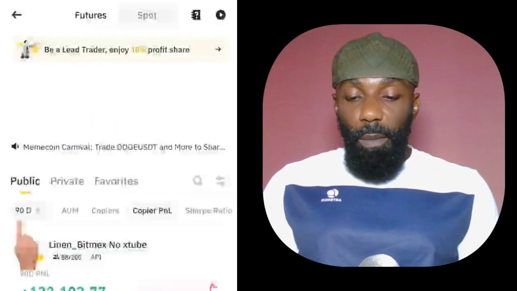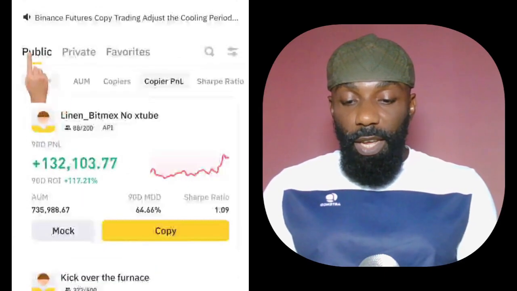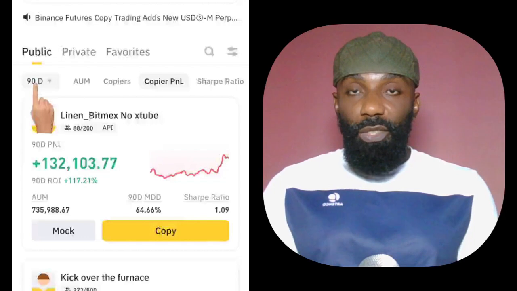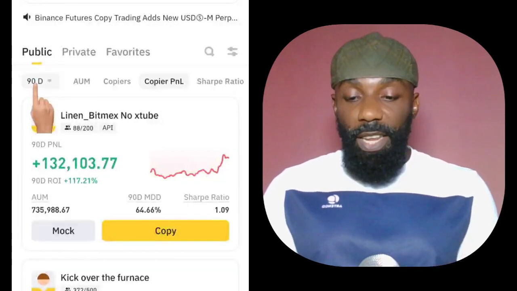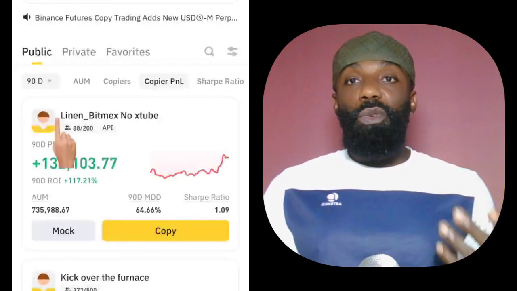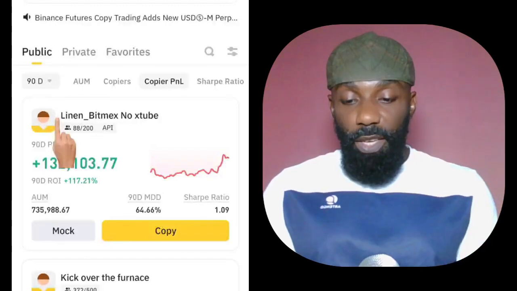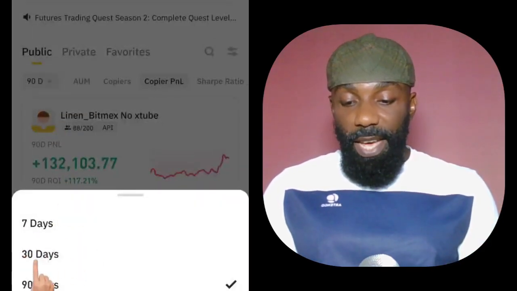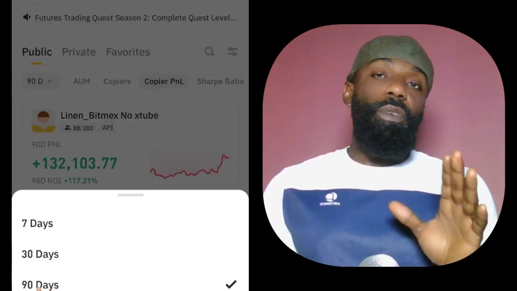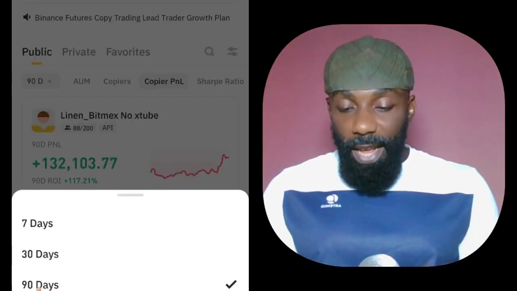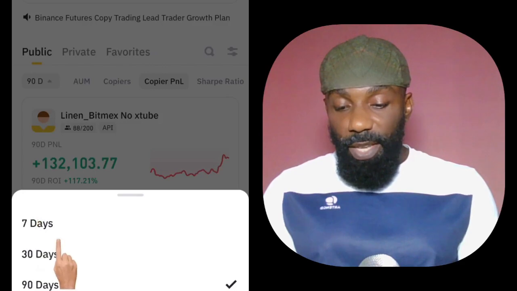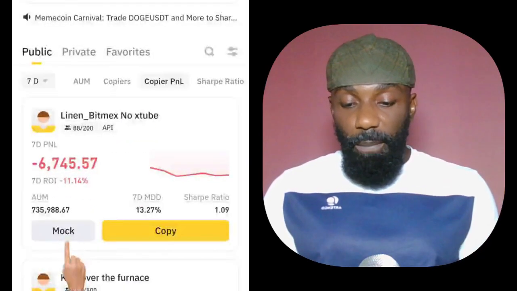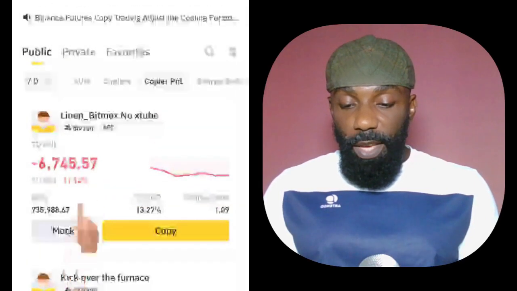On this public tab, aside from these three items up here, you can see we have days here. This is where you choose the number of days for which you want to see the performance of each trader. If I click on it, you see we have 7 days, 30 days, and 90 days. For the purpose of this video, we're going to be looking at 7 days, because we want to look at a short period of their trade performances.